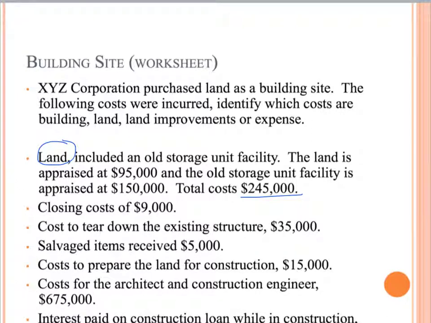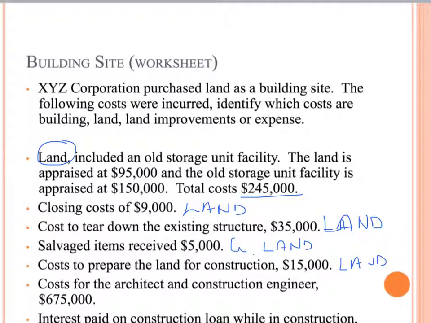Closing cost. Those also go to land. Cost to tear down an existing structure. Land. If we go back to our definition, it says all cost incurred to bring the asset ready to use. Closing cost. Cost to tear down the structure. Salvage items. This one is a credit to land. It offsets the tear down. Cost to prepare the land for construction. Well, that's going to go also to land.